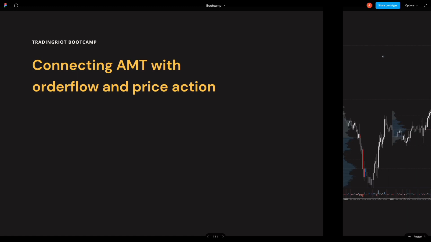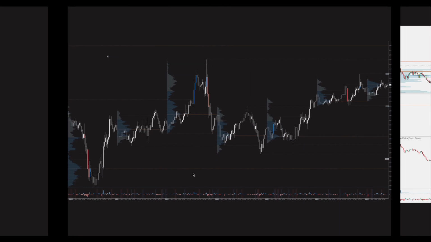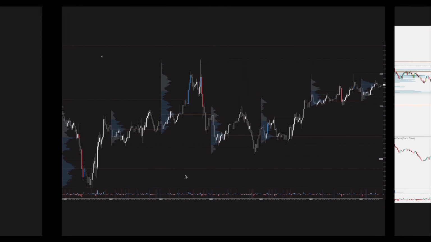So we covered price action, we covered order flow, we covered auction market theory. Now we will go through some examples where we are going to connect all these things together, and after that we will go in depth on each trading setup and how to execute it, how to manage it, and so on and so forth. So this is a chart of, I believe, ETH.